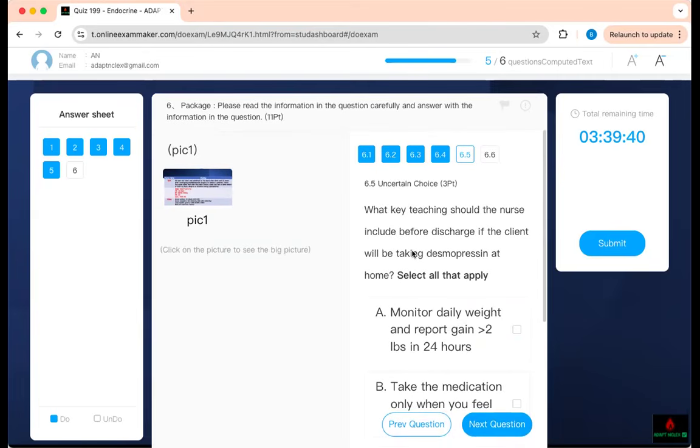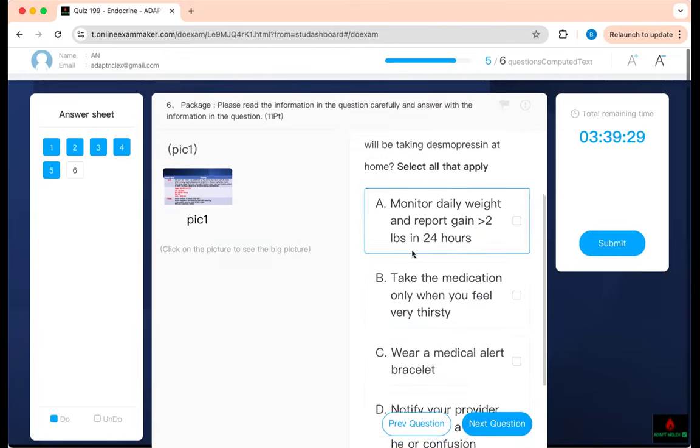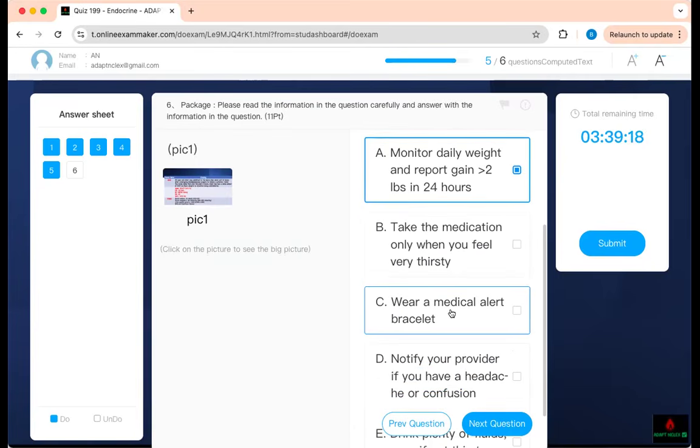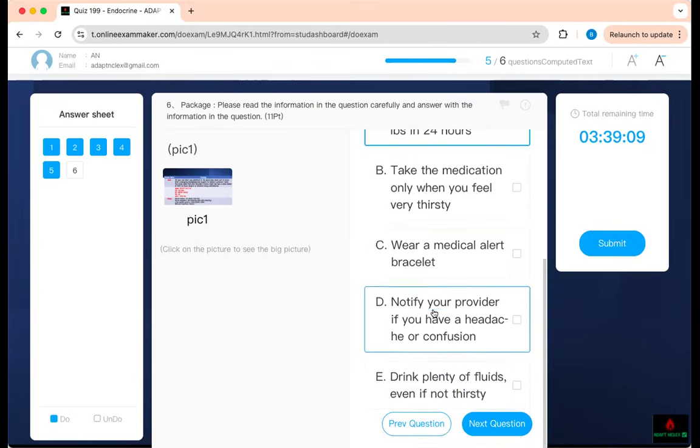Now, what key teaching should the nurse include before discharge if the client will be taking desmopressin at home? This is all based on that medication. Therefore, monitor daily weight and report weight gain in 24 hours. Yes, that's not a bad thing. Take the medication only when you feel very thirsty? No, you should not do that. You should keep on taking it; if you take it just because you're feeling thirsty, you're causing more problems.